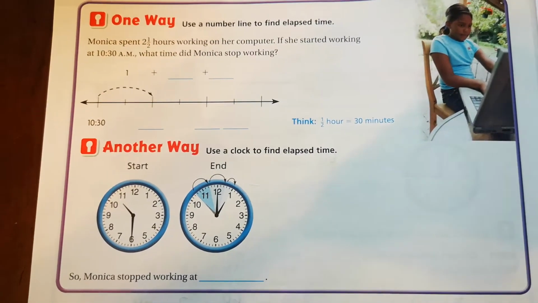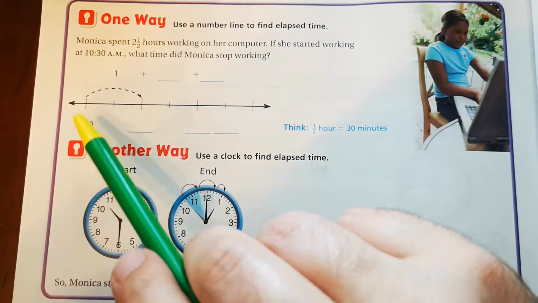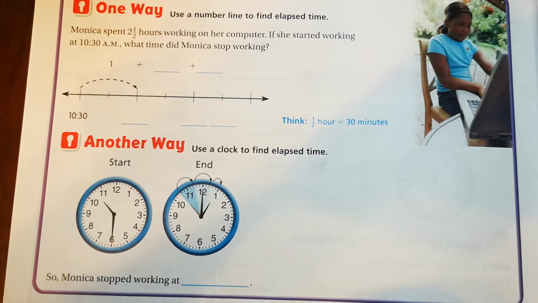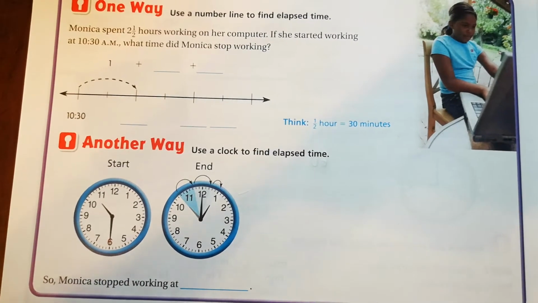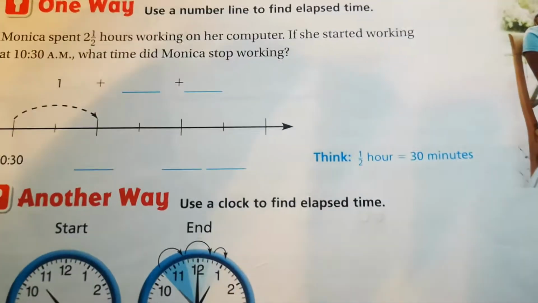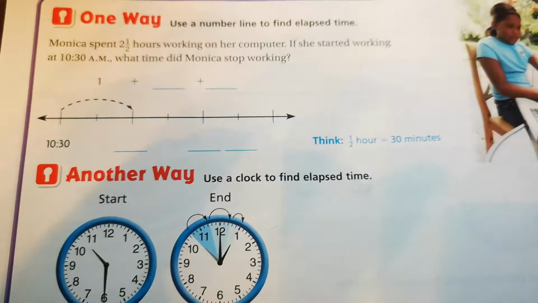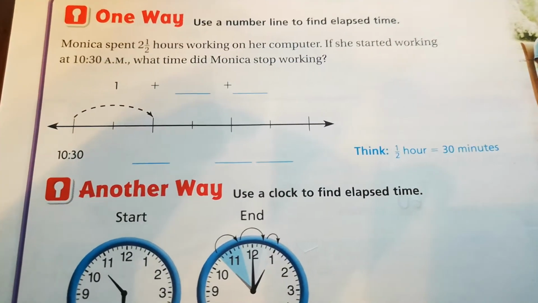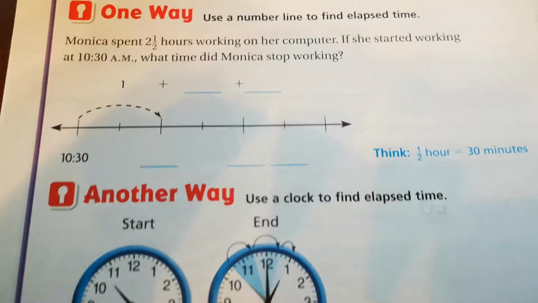And a lot of times you'll see it as fractions or decimals, and then you have your standard way of having time that we have. So it can be a little bit difficult. So let's use some visuals to help us break down this problem. Monica spent 2.5 hours working on her computer. Looks like that's Monica right there. If she started working at 10:30 a.m., what time did Monica stop working?